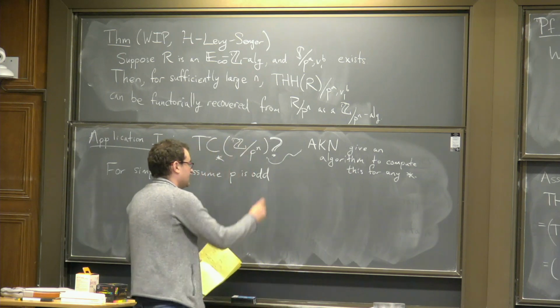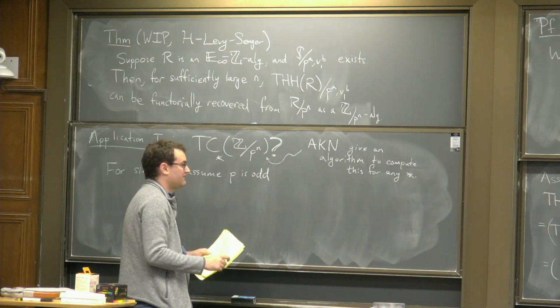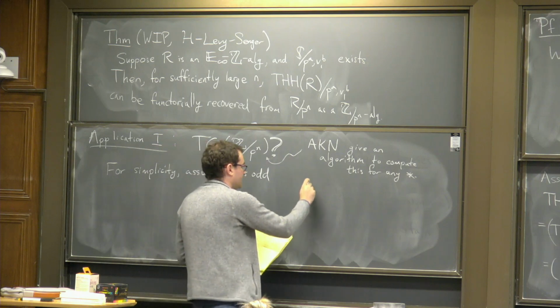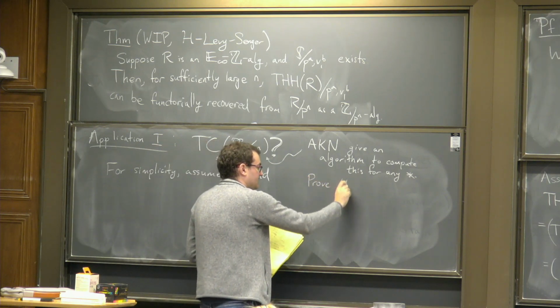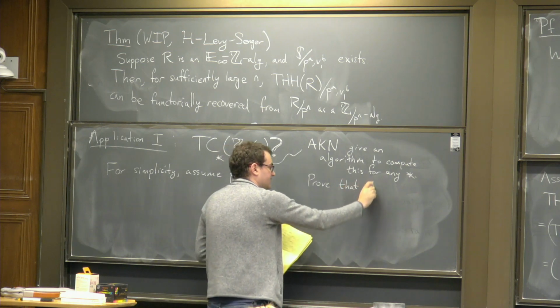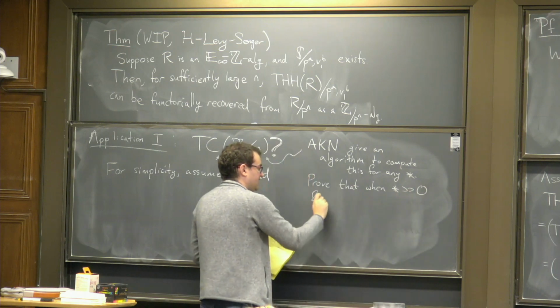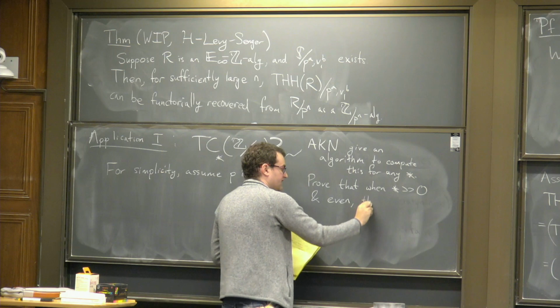But also beyond giving an algorithm, just by thinking about their algorithm, they proved some very interesting theoretical results. So they prove that when star is both large and even, this is trivial.